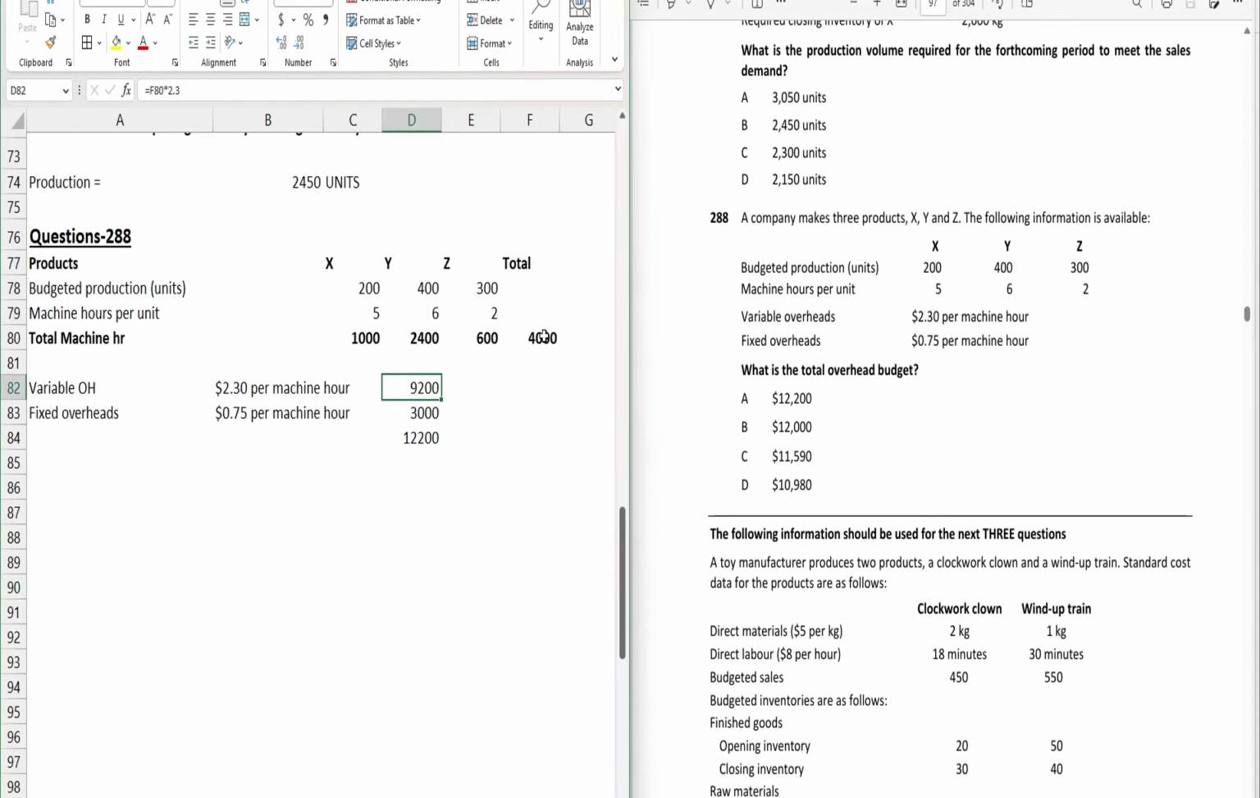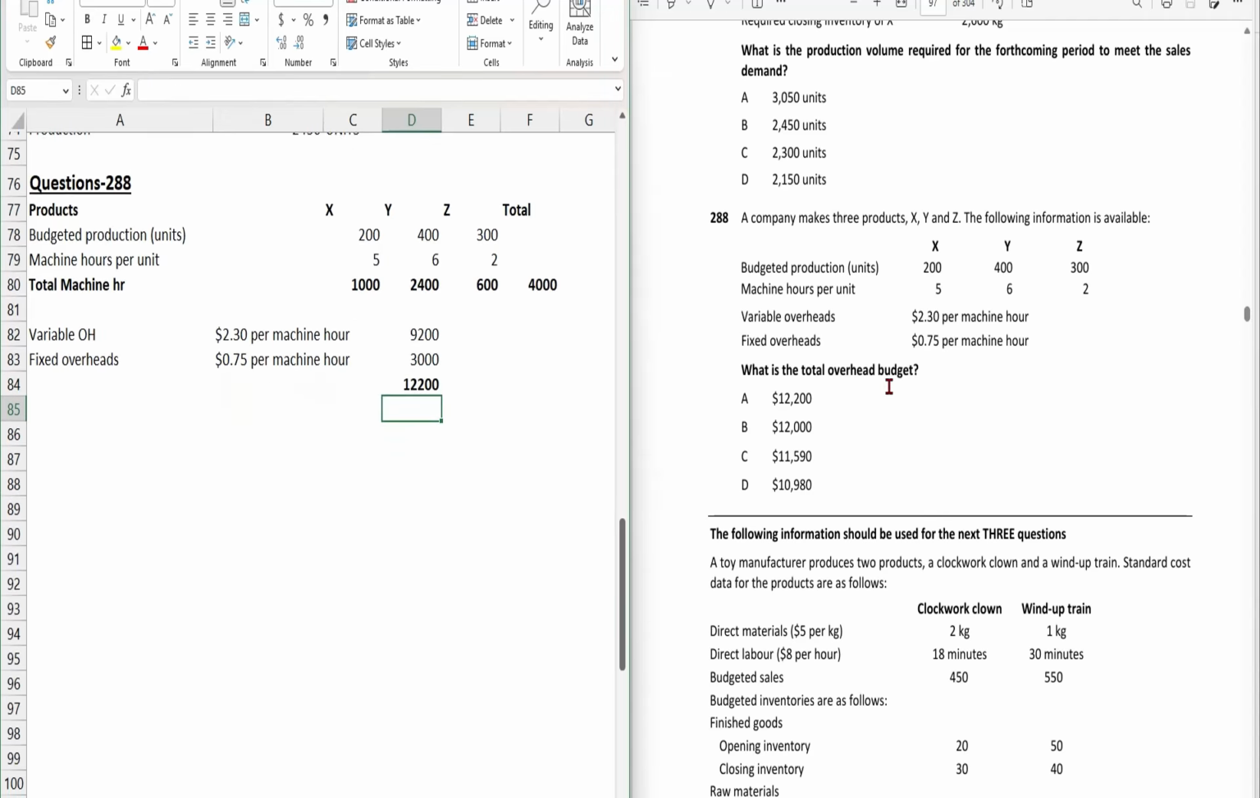For 4000 hours, we are paying a variable overhead of 2.30 per machine hour, and we have 4000 hours. So we need to multiply these two in order to get the total variable overhead cost. Similarly for the fixed overhead, again we need to multiply 4000 into 0.75 per machine hour. Adding these two gives the total overhead budget. Okay, this is for question number 288.